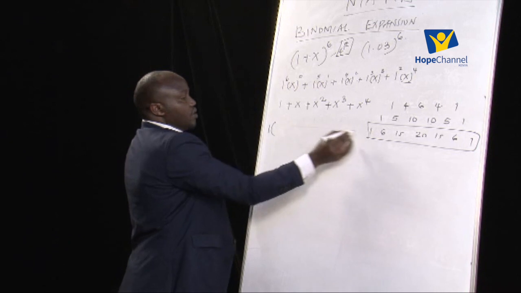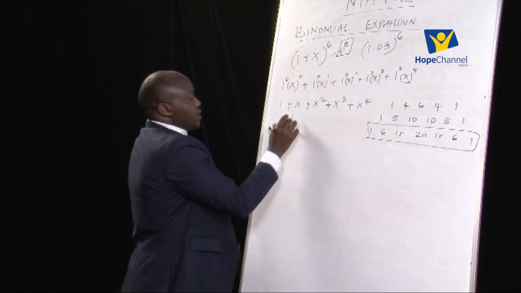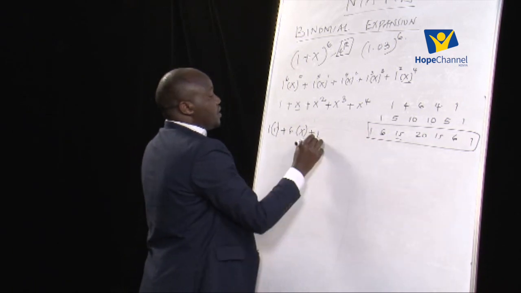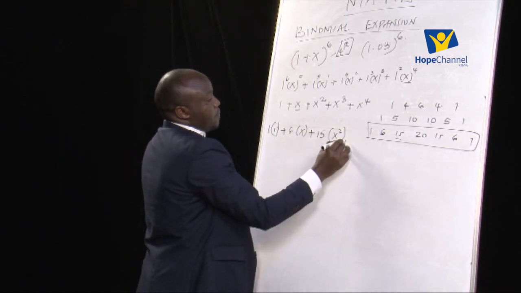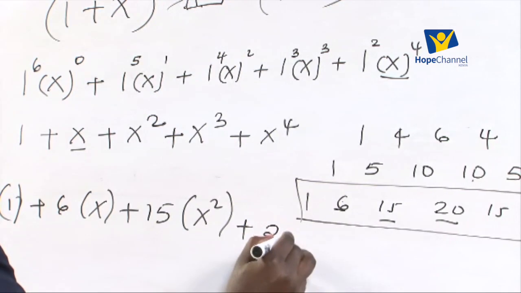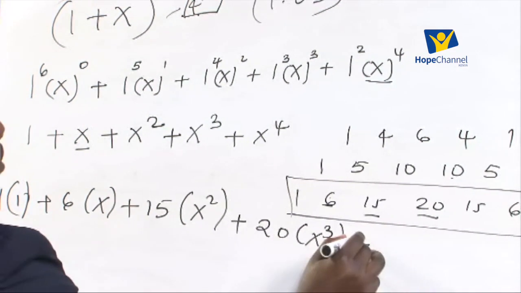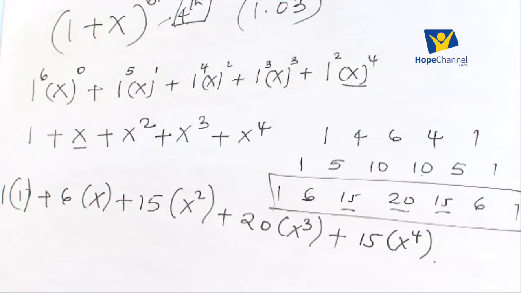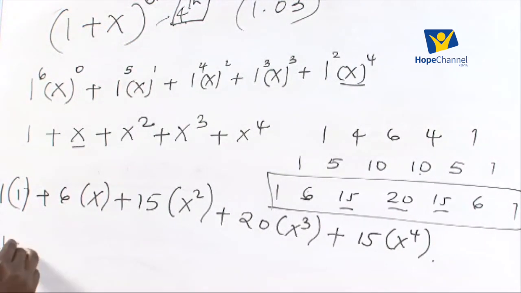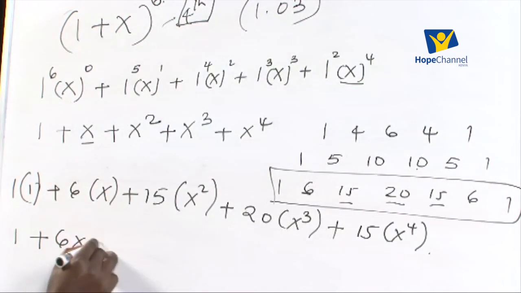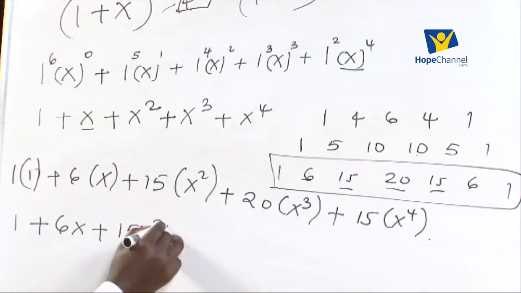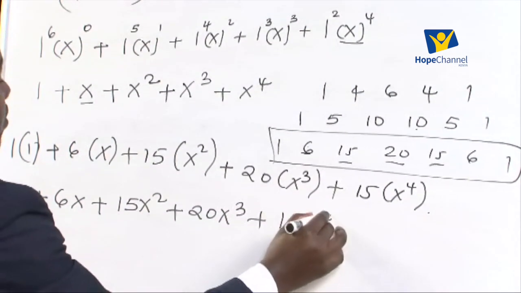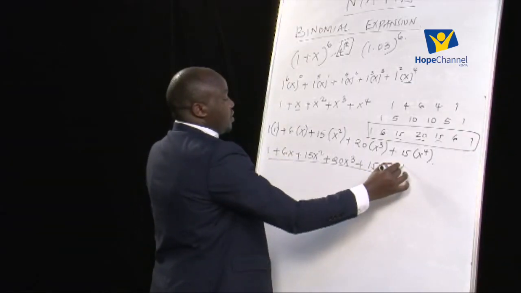So we're going to have 1 into the first term is 1, plus x, and the second term, which is now 6 into x, plus the second time is 15 into x squared, plus the other time is 20 into x cubed, plus now 15 into x power 4. Correct. Now open that bracket. You're going to have 1 plus 6x plus 15x squared plus 20x cubed plus 15x power 4. That is our expanded equation.